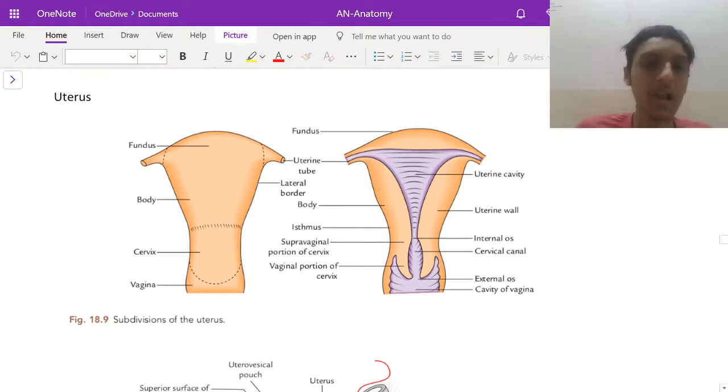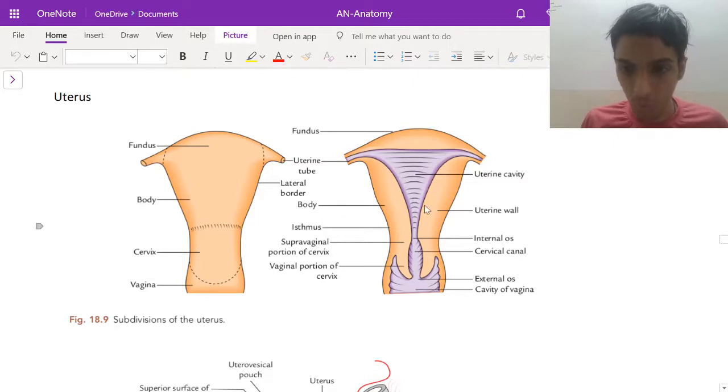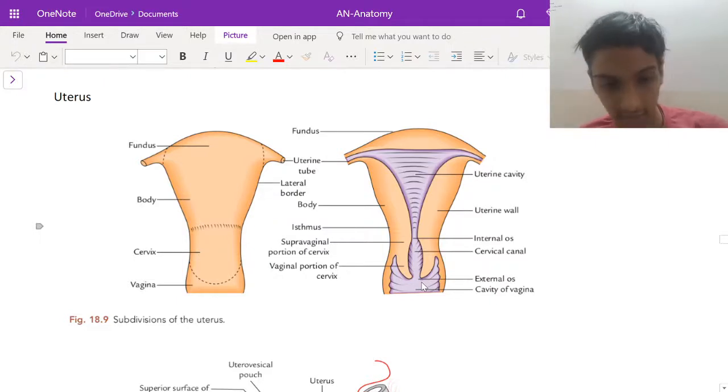Right. Now coming to the uterus. We'll see the parts now. This is the uterine wall, the cavity, body, isthmus. The osses are very important, the internal and the external os, and the cervical canal. This is the cervix and vagina. And below we'll have the hymen, clitoris and all that.